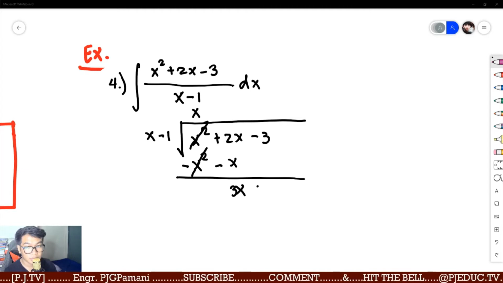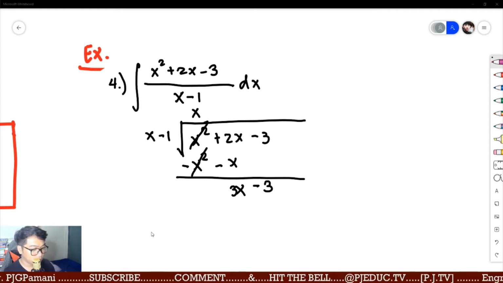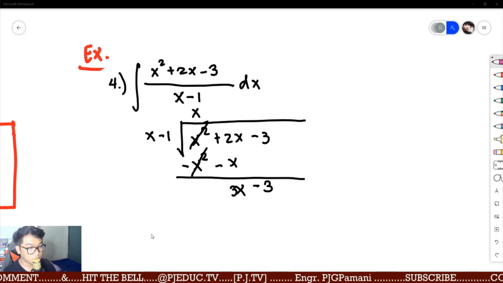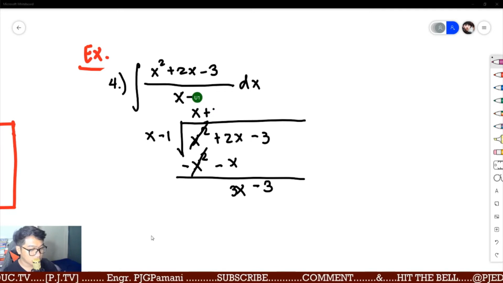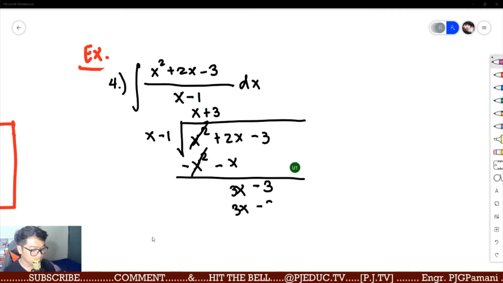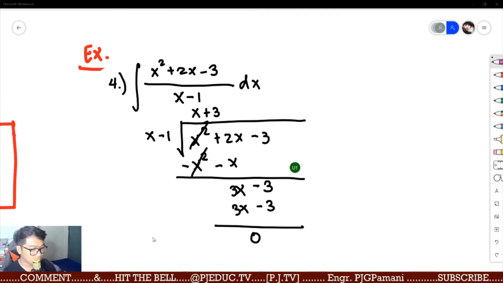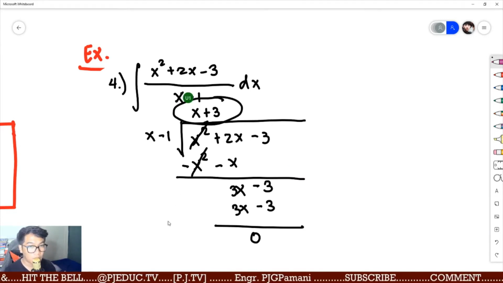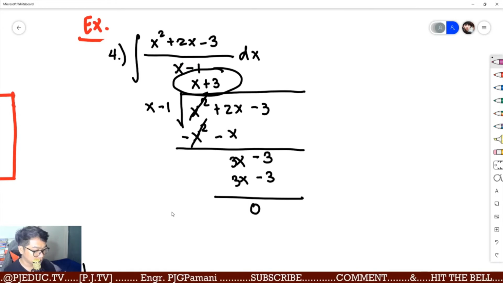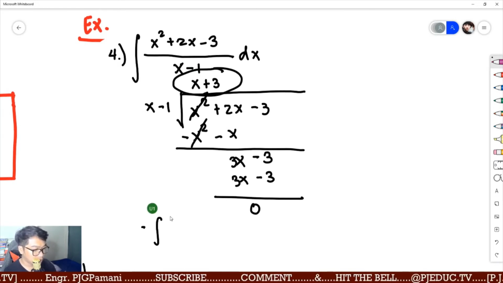Minus 3. How are you going to cancel that? 3x, tapos x minus 1. Anong kailangan nating i-introduce na term here? Is plus 3. So, 3 times x minus 1 is 3x minus 3. So, ito na ngayon yung ating bagong function. Simplify na natin. So, ito na yung ating i-evaluate.